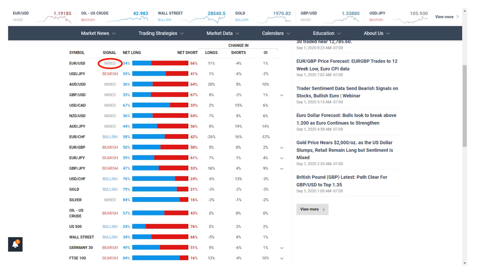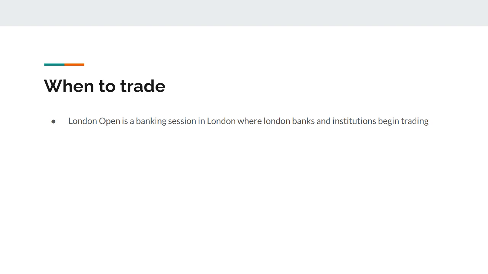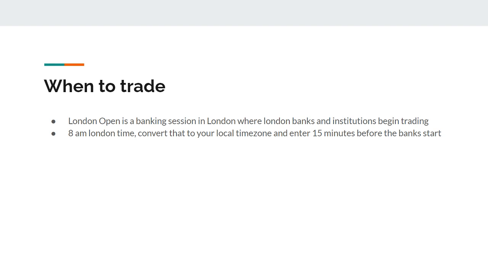So with the sentiment, we basically know what position we are looking to take for the day or night, but now we need to know when do we take that position, as that is just as important as anything else. It is important that you place your trade before the London Open banking session. This is where the banks in London wake up and start stealing money from the retail traders. But don't worry, they just like you always trade against the majority. This session is at 8 a.m. London time, so convert that to your local time zone and enter 15 minutes before London Open, 8 a.m. London time.